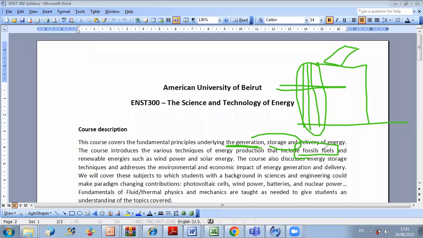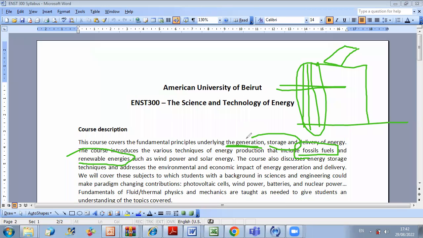So after introducing fossil fuels and their disadvantages, we'll go to the different forms of renewable energy, such as wind power, solar energy, hydropower, etc. And then we'll see what are the different engineering systems that rely on renewable energy and how we can save a lot of money and protect the environment using these techniques.